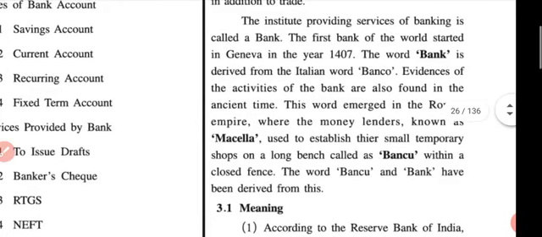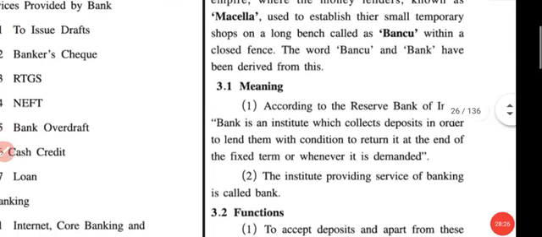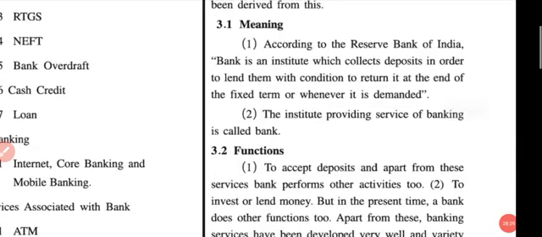I zoom my screen so you can read easily. First, read this paragraph. Okay. Then read the meaning of bank. See students, it is very useful and very effective reading, because at the time of studying you read the topic at least 2 times, then you can learn easily.